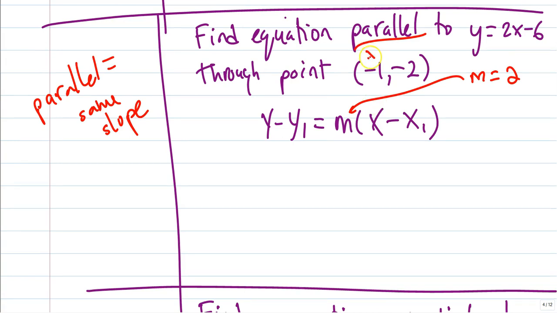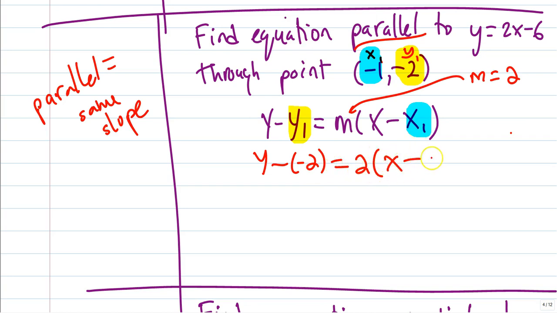What's the point? Well, it's an x and a y. I will color code that. The x goes in for the x in the equation, and the y goes in for the y of the equation. So now it's just a matter of filling this in. Y minus a negative 2. If you want to make that y plus 2, you can. I'm going to just write y minus negative 2 equals, what's the m?